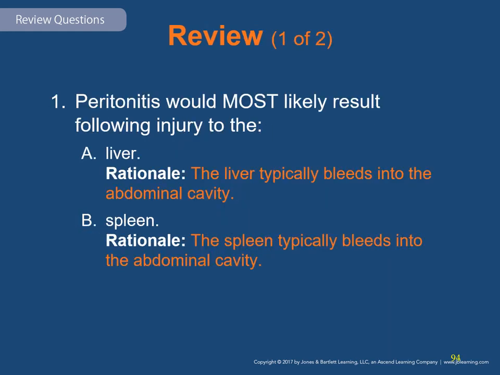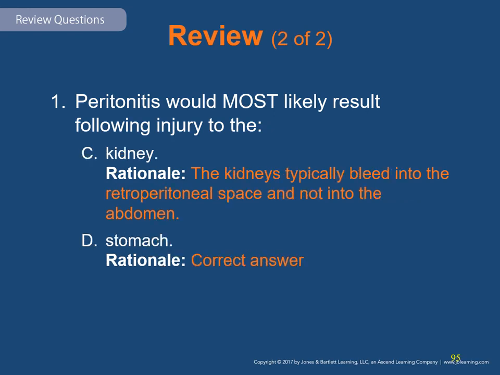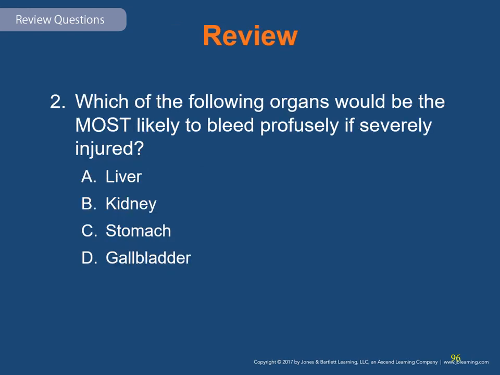Liver. The liver typically bleeds into the abdominal cavity. The spleen typically bleeds into the abdominal cavity, although the spleen does hold bile contents, so it can irritate the lining of the abdominal cavity. Kidneys. The kidneys typically bleed into the retroperitoneal space and not into the abdomen. D is the correct answer.